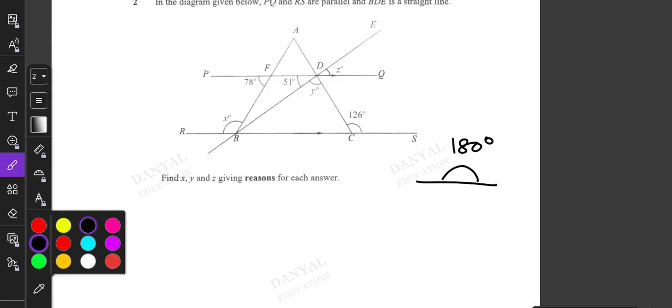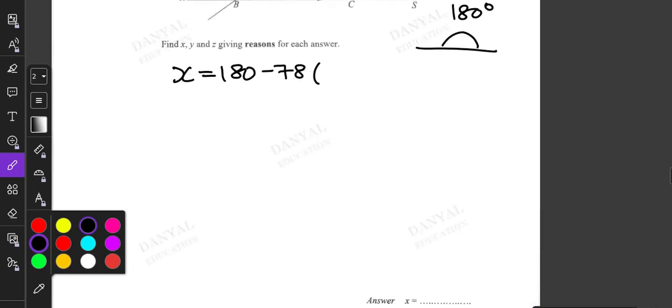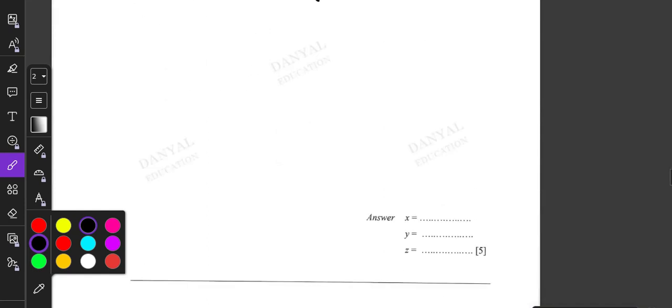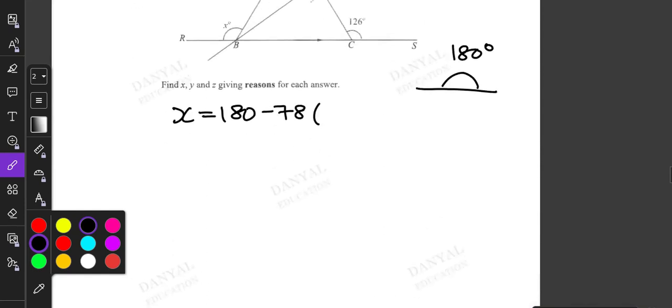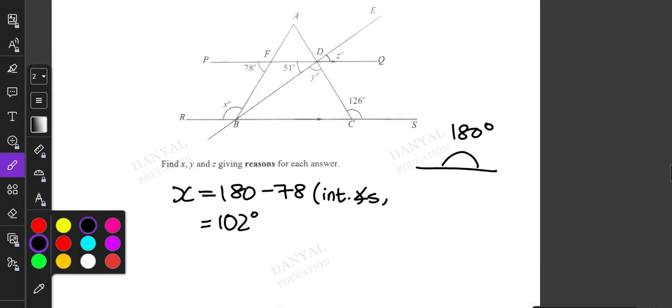Okay, first of all, we can already find X. Alright, X is 180 minus 78. Reason being, okay, this is 5 marks, so it's very heavy weightage. Okay, the answer is 102. So the reason is very simple, interior angles. Okay, then which line? PQ parallel to RS.